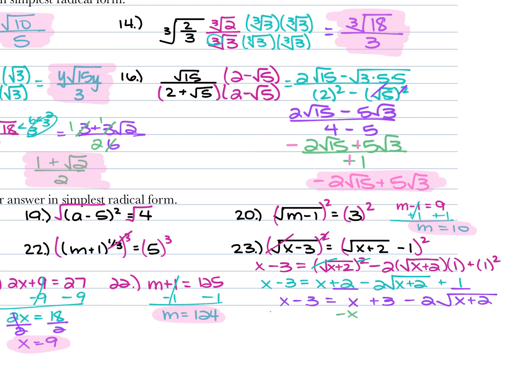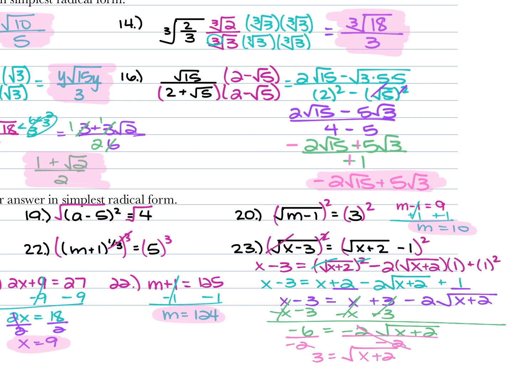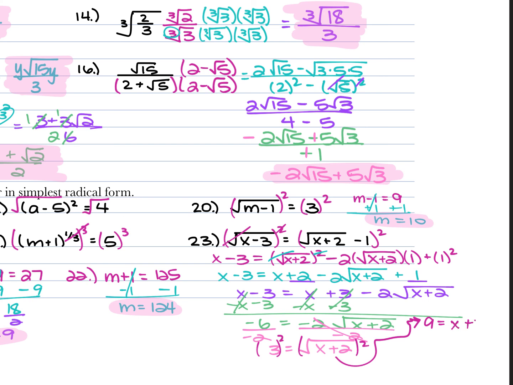Move your x over, subtract it from both sides. Move your 3 over, subtract it from both sides. This is going to leave you with -6 is equal to -2 square root x plus 2. Next, you're going to divide each side by the -2. So this leaves you with 3 is equal to the square root of x plus 2. Get rid of the square root, square both sides. You're going to work with 9 is equal to x plus 2. So just move your 2 over, subtract it from both sides, and you get that x is equal to 7.